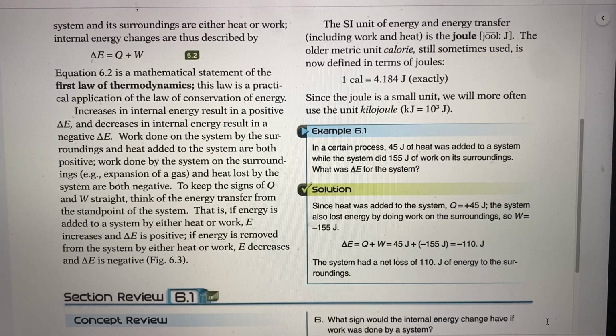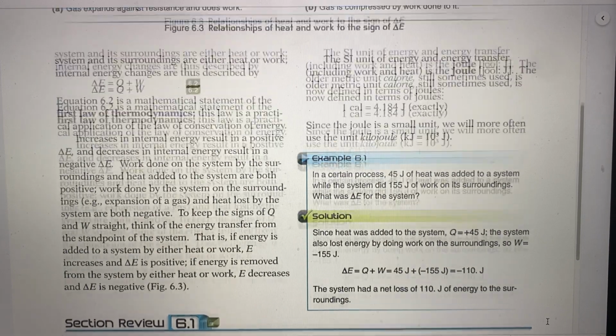So an increase in energy would give us a positive energy. This is the work done on a system by the surroundings and heat added. And if the energy in the system was negative, it would be the work done by the system on the surroundings, like the expansion of gas, and the heat loss would be negative, right? So negative energy or positive energy, depending on what was lost and what was gained. When energy is lost, things are going to be negative. When energy is gained, things are going to be positive. That is an important basis there.